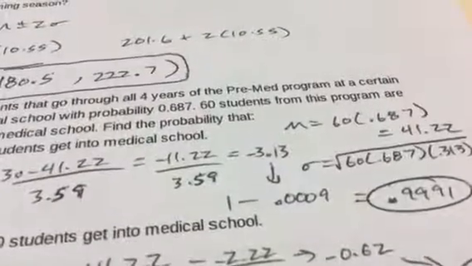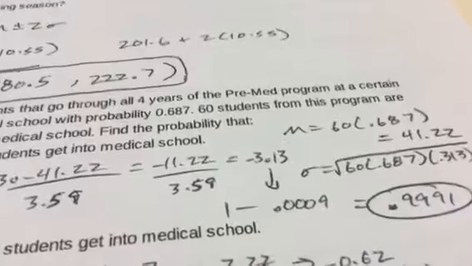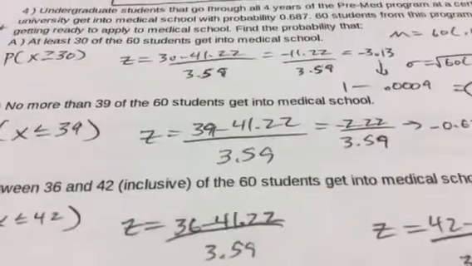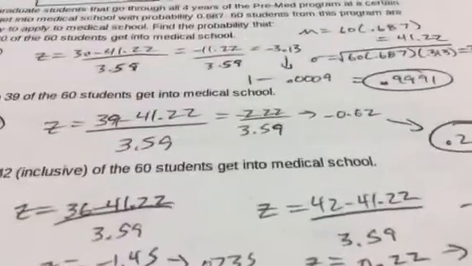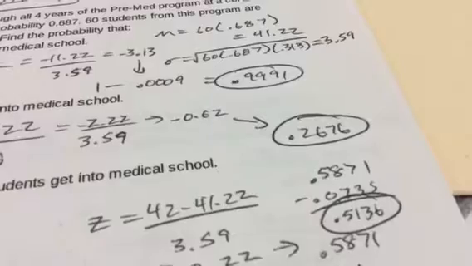Really small z-score, so 009 would be the area to the left. I want to be more than that, so I do 1 minus, so it's basically almost guaranteed. No more than 39. 39 is your X. This is your z-score. The area that corresponds with the z-score of that is 2676, and I want less than or equal to that.